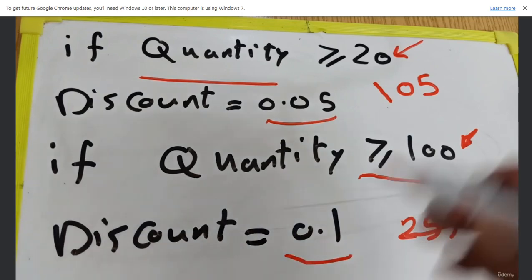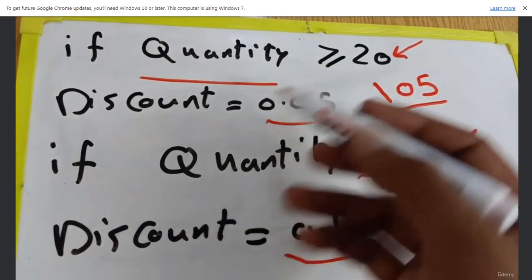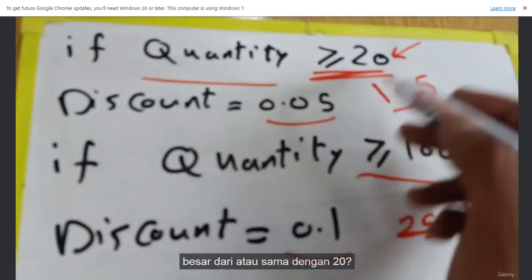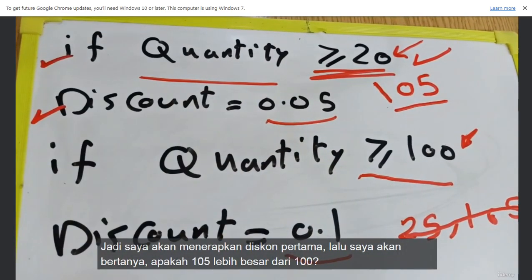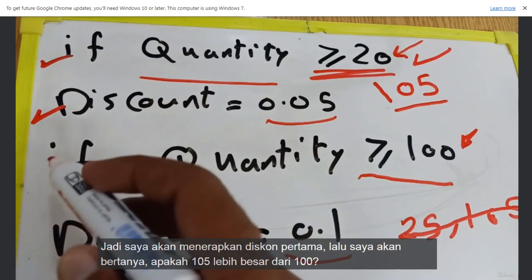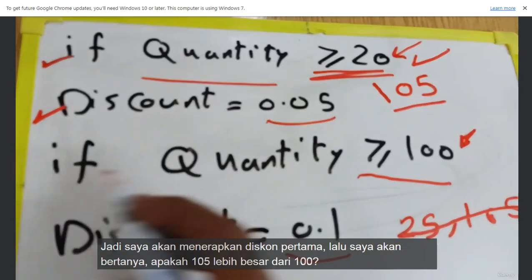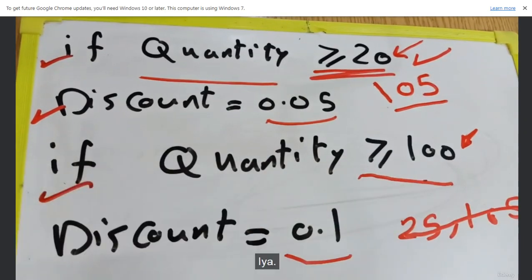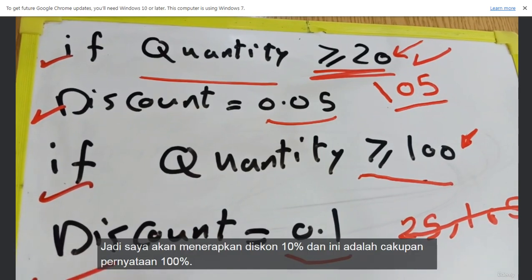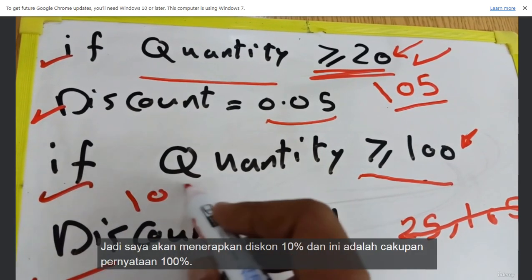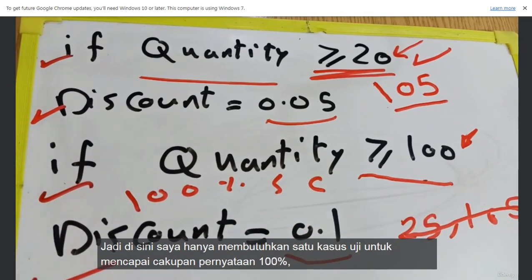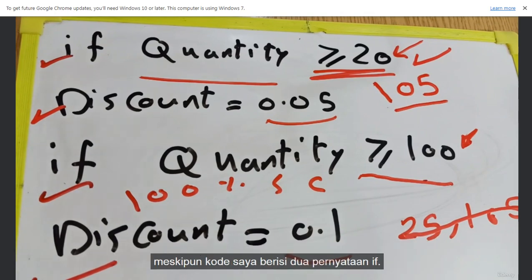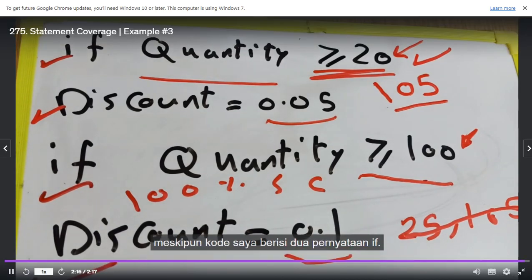So 105. Is it greater than or equal to 20? Yes. So I will apply the first discount. Then I will ask, is 105 greater than or equal to 100? Yes. So I will apply the 10% discount, and this is 100% statement coverage. So here I needed only one test case to achieve 100% statement coverage, even though my code contains 2 if statements.